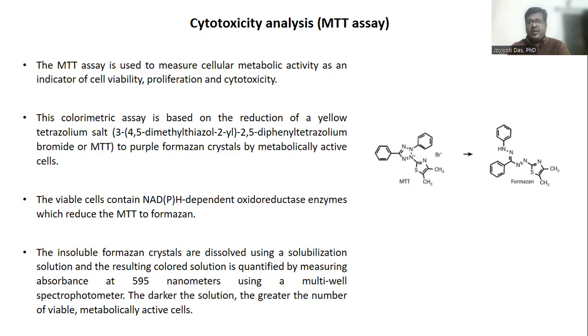3,4,5-dimethyl thiazole 2,5-diphenyl tetrazolium bromide, or MTT in short. This dye, when it enters the living cell, the living cell can reduce this dye with the help of its different oxidoreductase enzymes to form purple formazan crystals. Okay. And this is only possible if the cell is metabolically active, which means if the cell is live. If MTT enters a dead cell, it won't be converted to the purple formazan form, right?